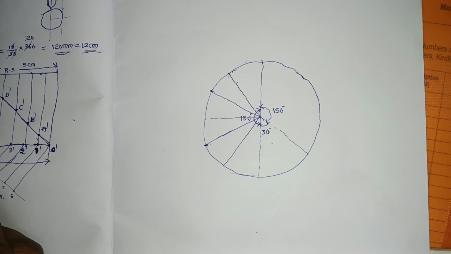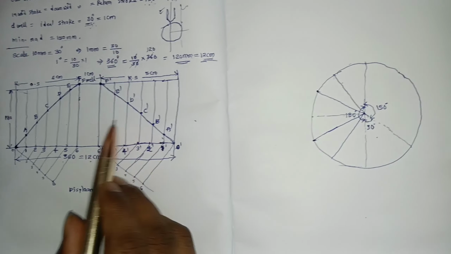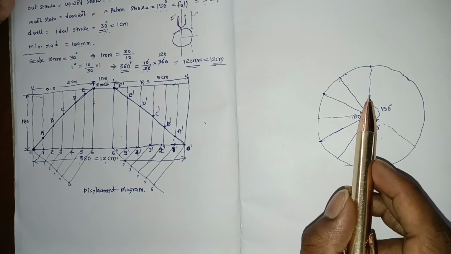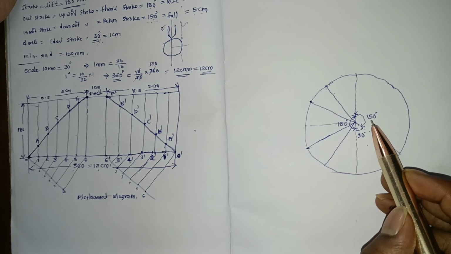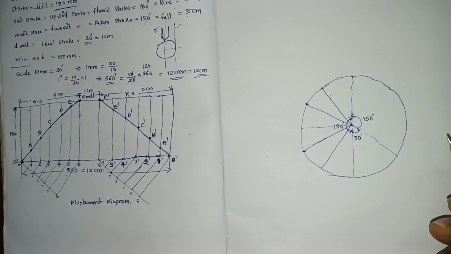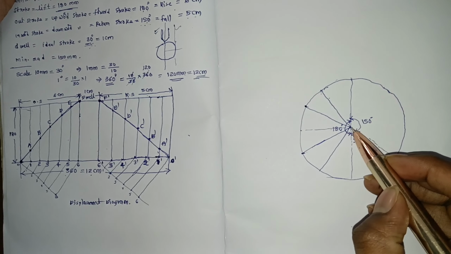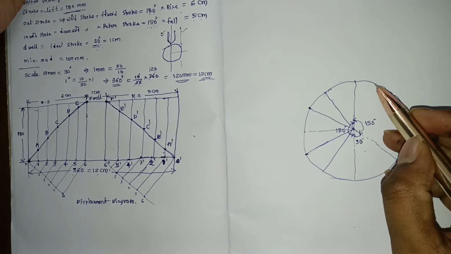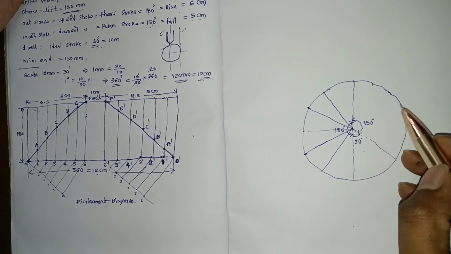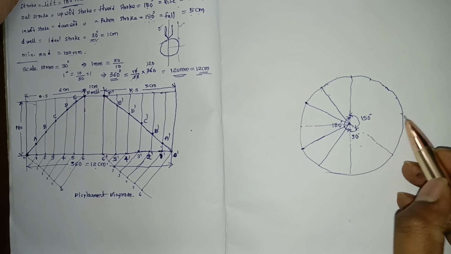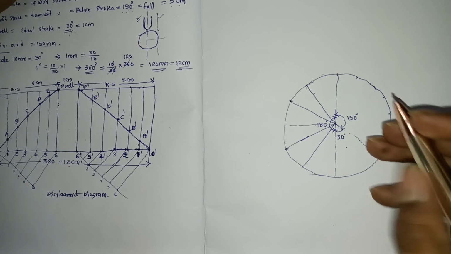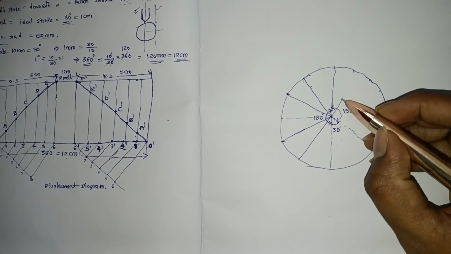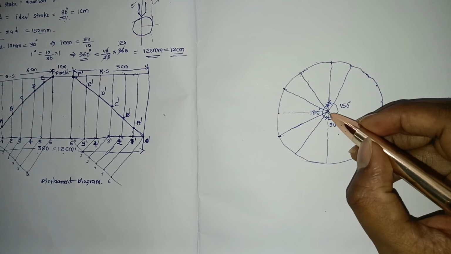Similarly, as with this one, you have to divide this portion again into 6 equal parts. This is 150 by 6, each one 25 degrees. That means, let us see, 1 2 3 4 5 6. With the help of a protractor only you have to divide. This is for a rough diagram.